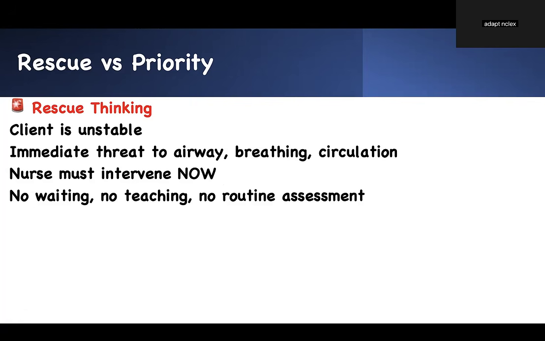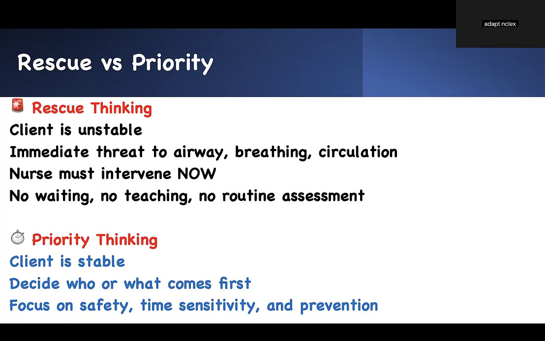No waiting, no teaching, no routine assessment, nothing. So if you hear about rescue thinking, don't freak out. You've been doing it in prioritization questions where you got to do something right away. And that's the one you see as immediate, intervene, right? It's not the first one. This one is where you do immediate intervention right away. You got to do something right away.